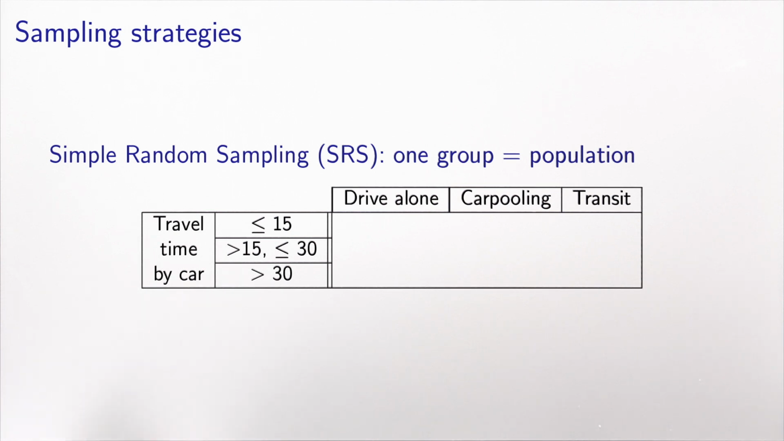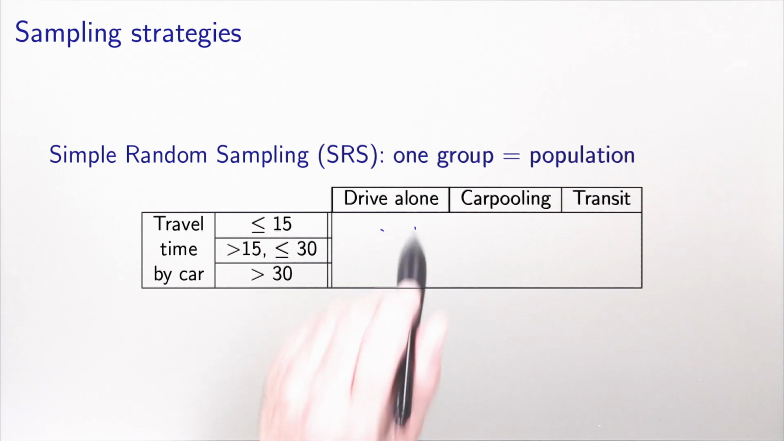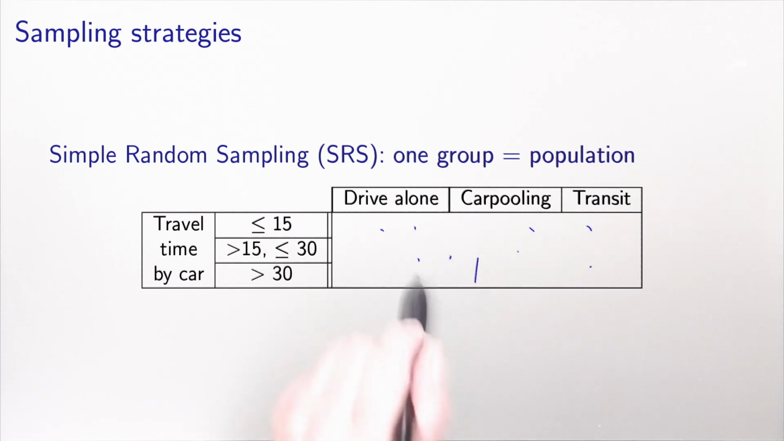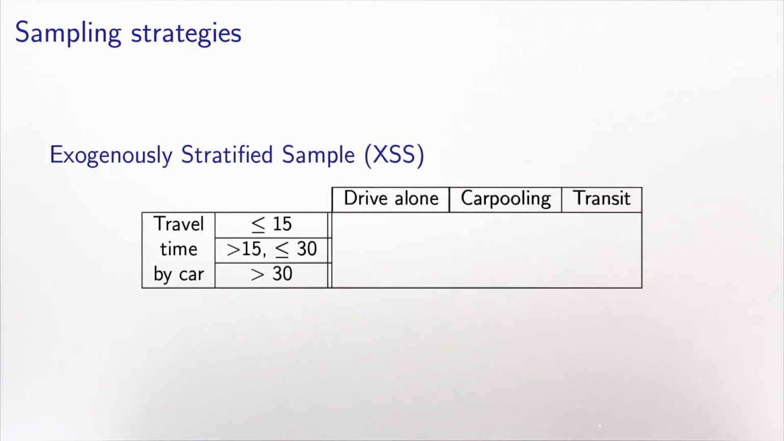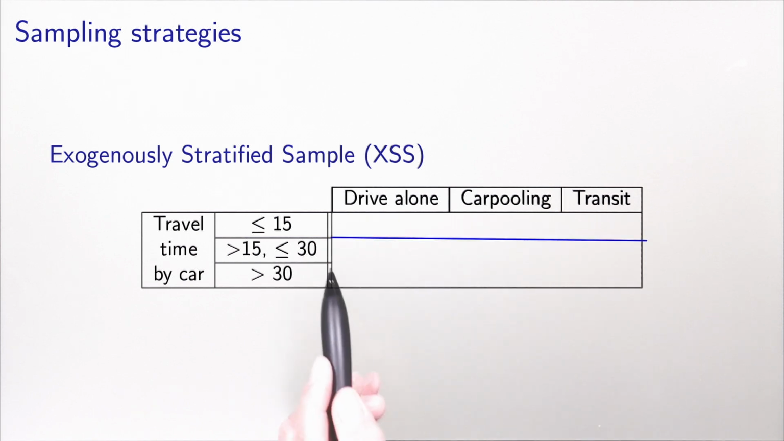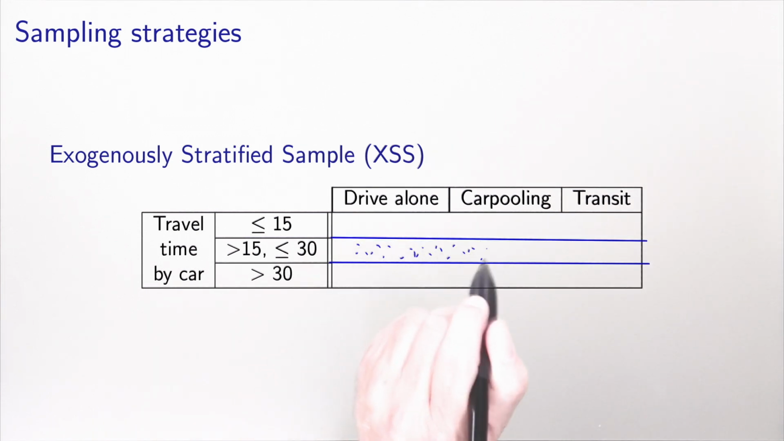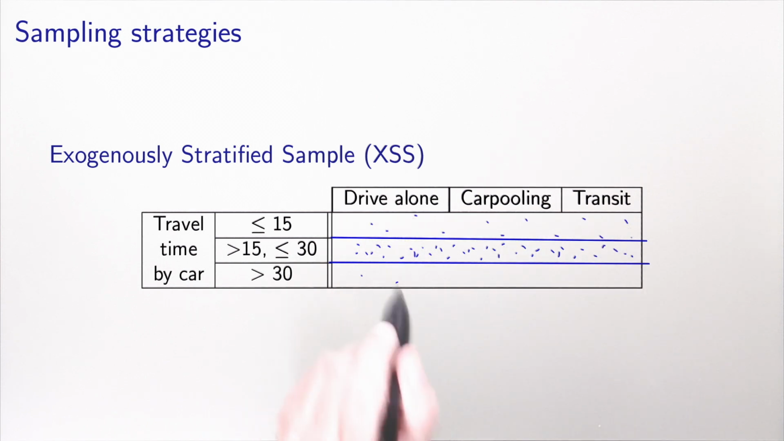The idea of simple random sampling, as we have seen, is that we consider the population to be one group, and we sample randomly in this category here. That's the idea. Now the next strategy that we have seen, the exogenous stratified sample. In this case, the strata are defined by the exogenous variable, meaning travel time. So it means that we define the strata like this. And now I can oversample in some category as opposed to the others. Okay, so I can apply a different sampling frequency in each strata.